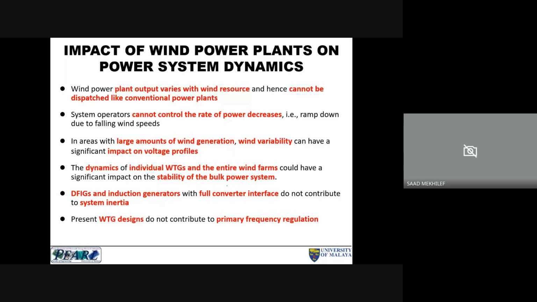Because it's purely power electronics driven, that's the issue of all the power converters. Yesterday I mentioned one example, Denmark. They achieve more than 50% of their electricity generated from wind. But how do they achieve that? They achieve that by storage.